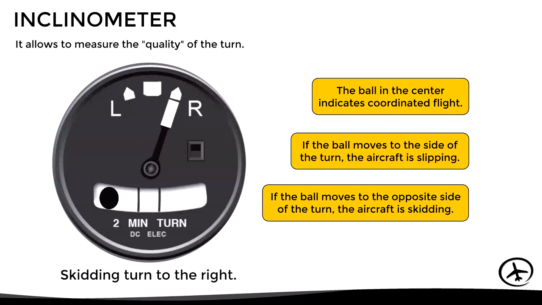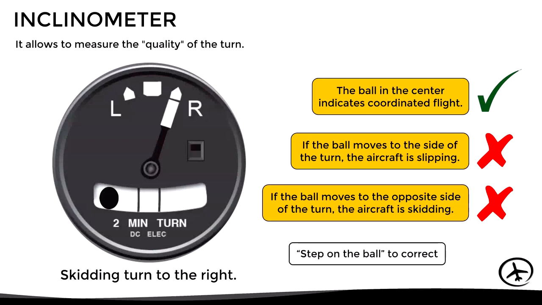Usually, in most procedures and maneuvers, the objective is to maintain a coordinated flight, so the pilot must keep the ball centered. To do so, a rule of thumb is to step on the ball, which means that in order to correct a skidding or slipping turn, the pilot must press the pedal on the side of the ball to center it.